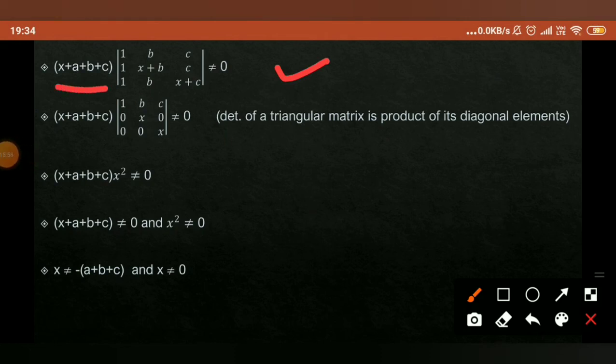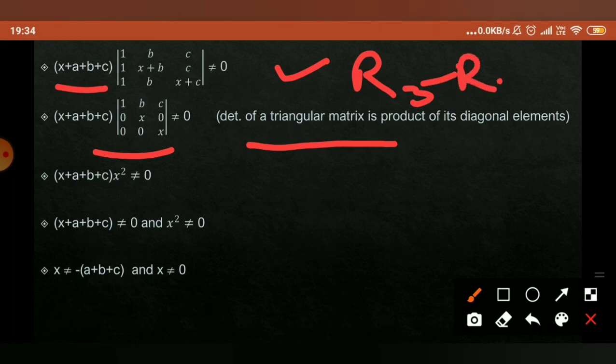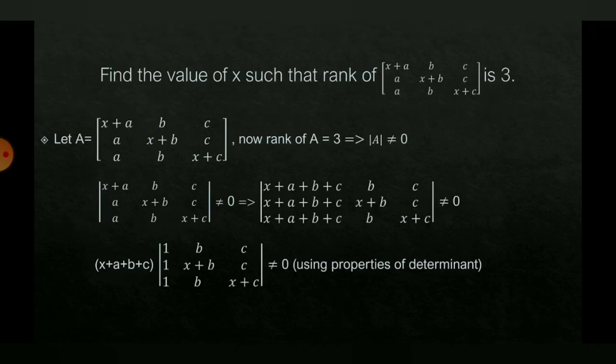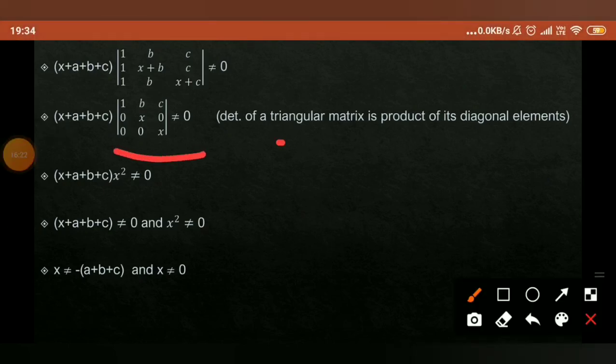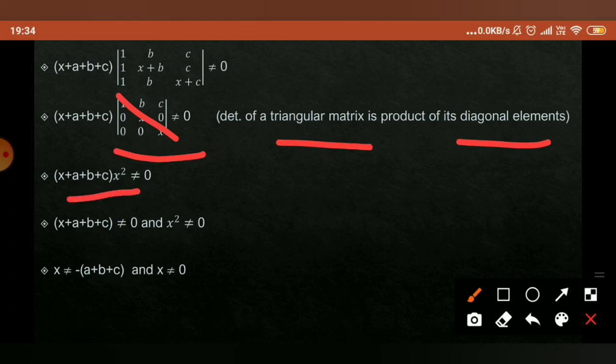In the next slide you can see the matrix obtained by taking this element common. Now we subtract: column 3 minus column 1 and column 2 minus column 1. After this operation these two elements become 0, and you get this type of matrix, which is a triangular matrix, and the determinant of a triangular matrix is the product of its diagonal elements. So we have multiplied the diagonal elements, which is 1 times x times x, that means x square. This is the determinant, and on the other side we have written not equal to 0.